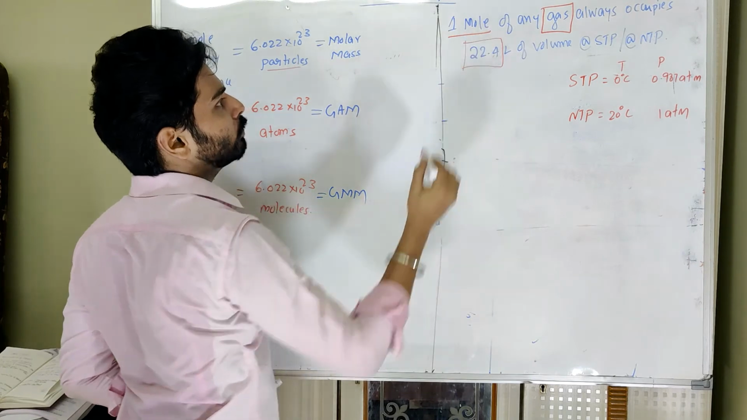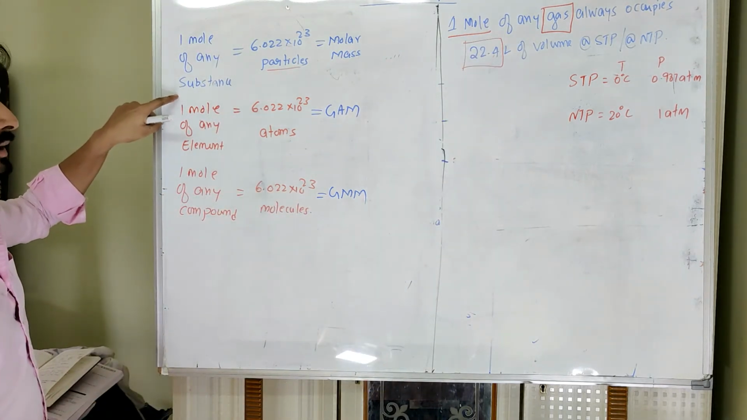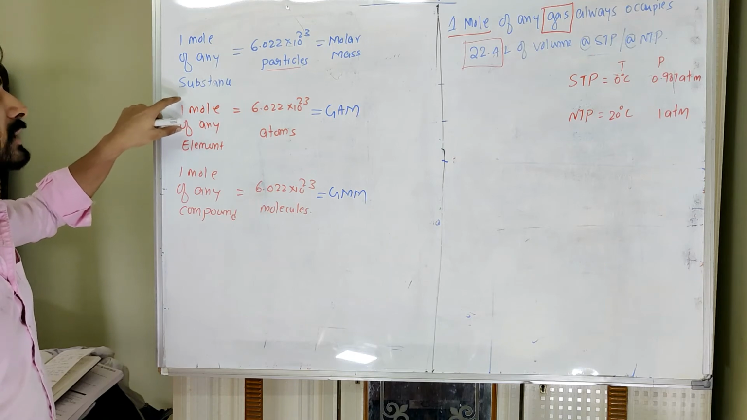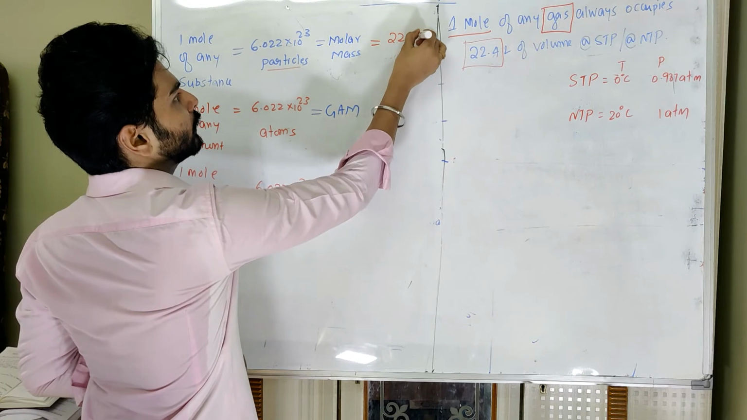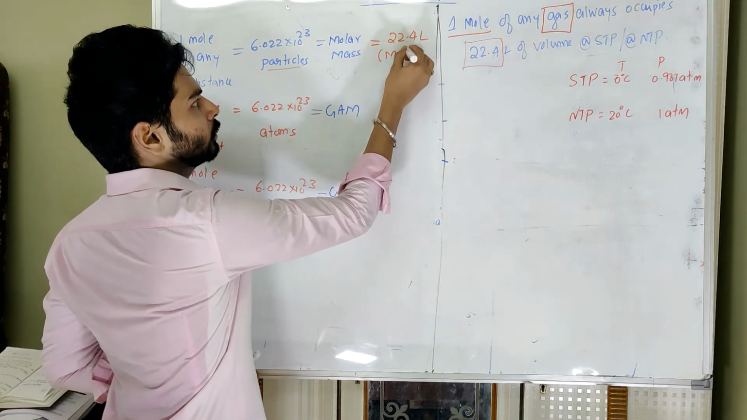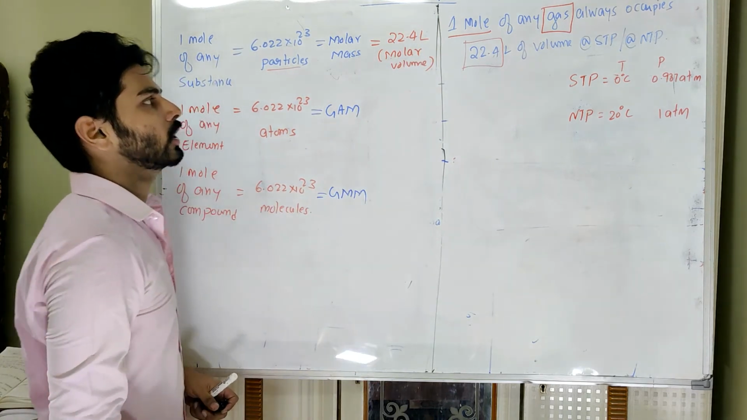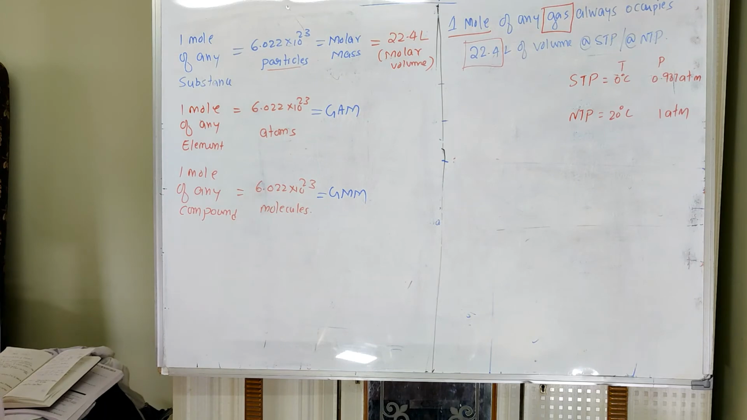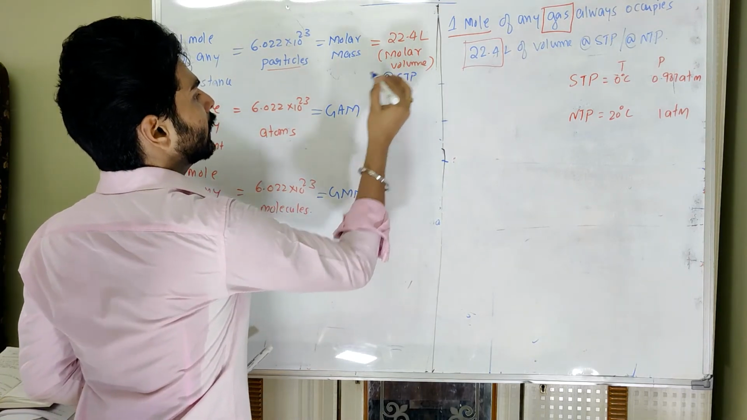Look at this, 1 mole and 22.4 liter. So 1 mole of any substance, if that substance is a gas, must be equal to 22.4 liter, and this value is called molar volume. The volume occupied by 1 mole is called molar volume. So this must be equal to 22.4, and yes, at STP or NTP.